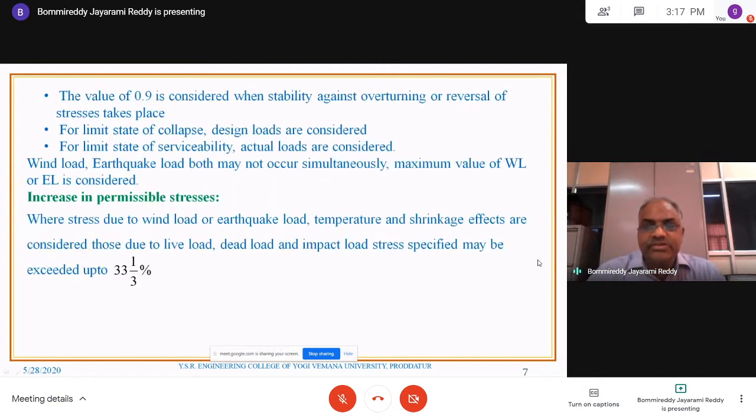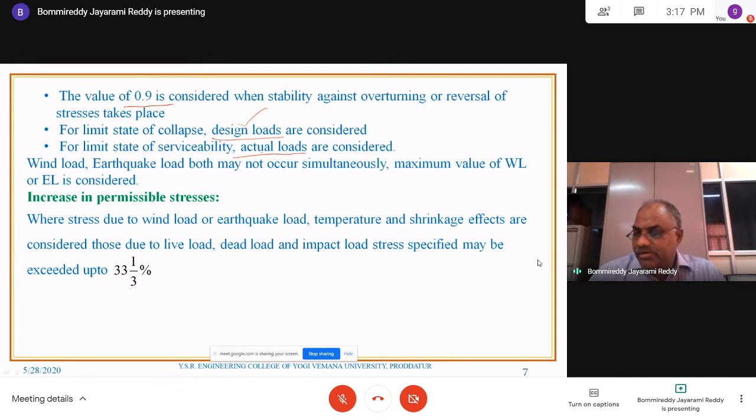And here, just in explanation of that: already you have seen when there is a reversal of stress, 0.9 is taken. The value of 0.9 is considered when stability against overturning or reversal of stresses takes place. Okay. For limit state of collapse, design loads are considered. For limit state of serviceability, actual loads are considered. So in limit state of collapse, design loads means load multiplied by partial factor of safety. And in limit state of serviceability, only the actual loads are considered, except in the combination of all the 3.